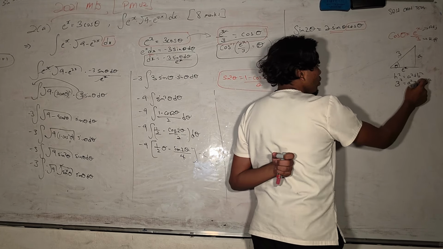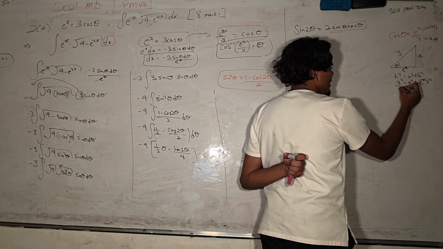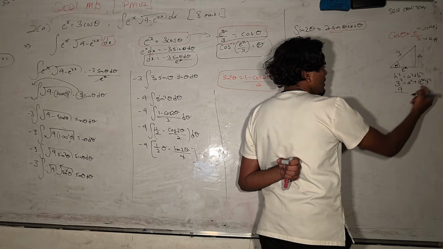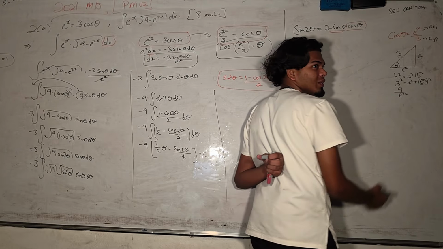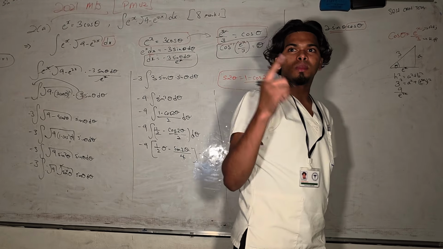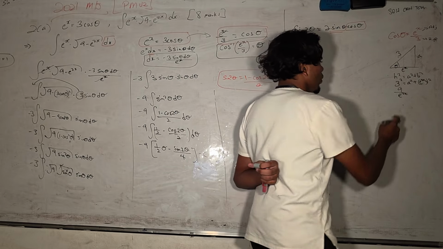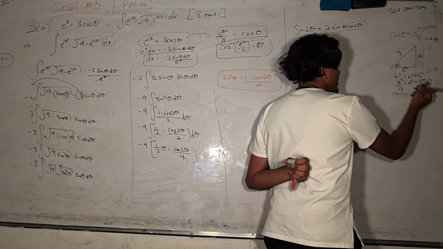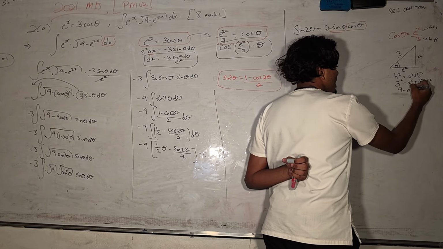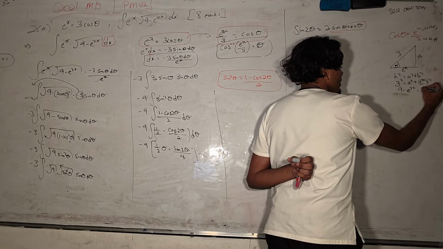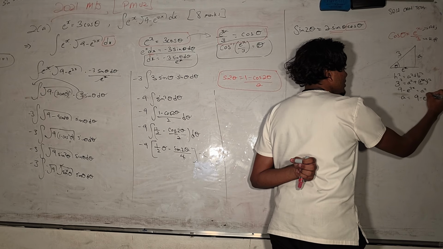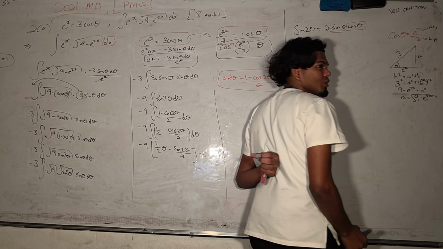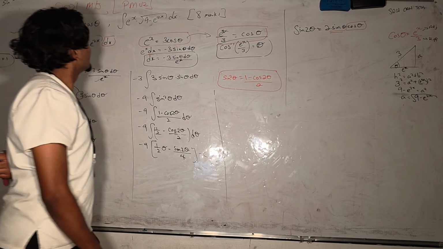Alright, so 3 squared is 9. E to the x square is e to the 2x. Good, remember that? Because e to the x square means 2 times x. Then minus, because it's positive here so we subtract. 9 minus e to 2x is equal to a square. Therefore, a is equal to the square root of 9 minus e to the 2x. Look at it though.